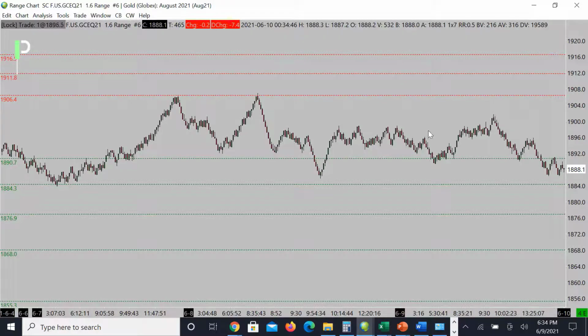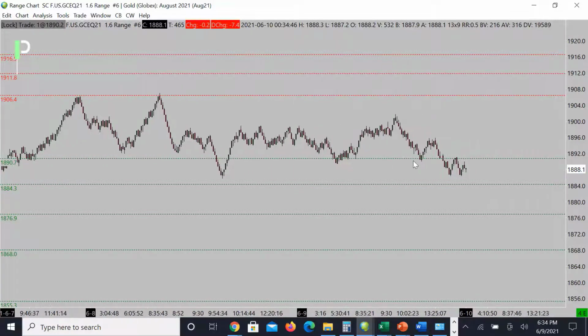But being below 1890.7, again, that could be one of two things. You're either going to look for that short to continue to the next support, or you're going to look for the support here for a continued move back up from there. Now you get below 1884 again, next level 1876.9 and then 1868.